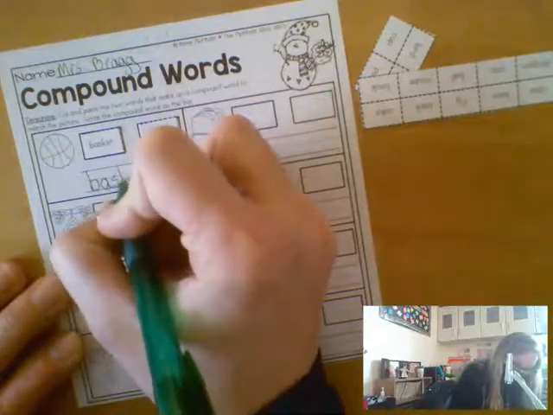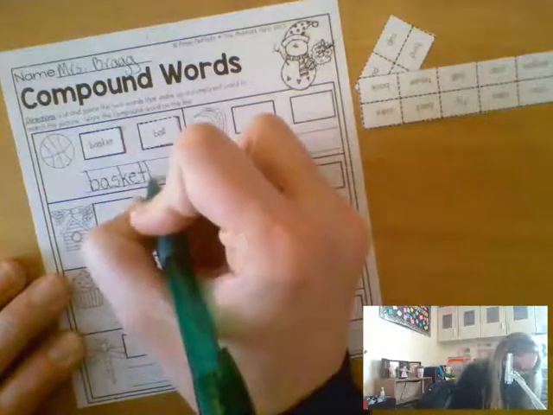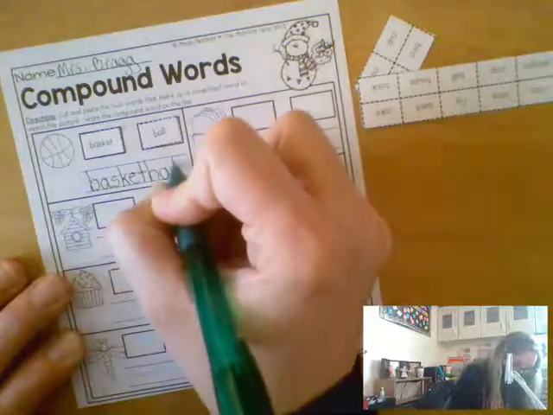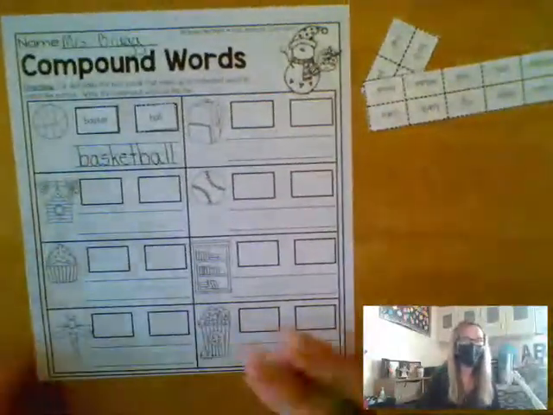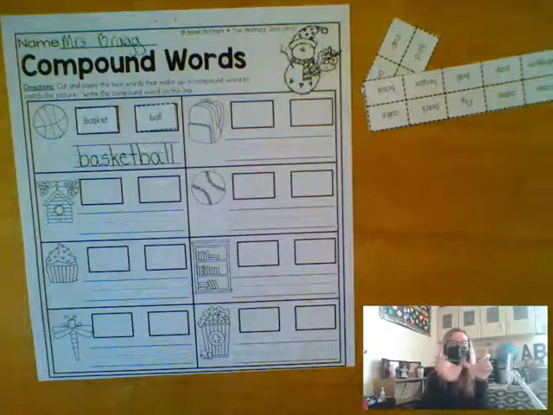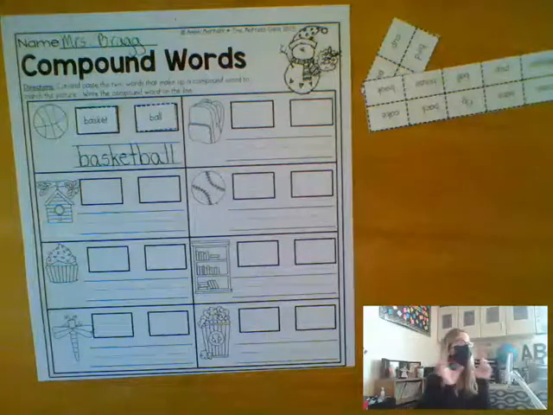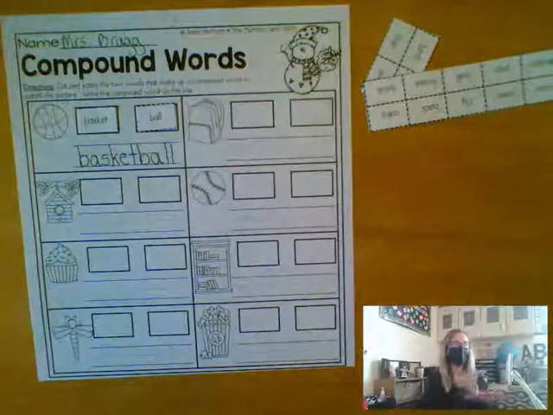And make sure when you write this in your best handwriting, you don't put any spaces in your words. Compound words do not have spaces in them. Even though it's two words brought together, once we bring them together, it's a new word now. It's no longer two words. It's one word. Okay, so make sure no spaces.